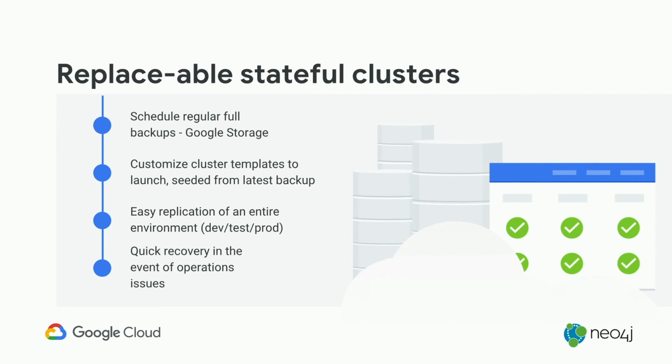So if you've got this backup approach and you've got a restore approach, then essentially you've got a way of implementing replaceable stateful clusters. You do regular full backups to Google Storage, and you have some custom templates that go to where you're doing your backups. You know how to create something new from a seeded backup, and then you can replicate an entire environment, for example, for a dev test prod split, or you can use this for quick recovery in the event of operations issues. If the cluster, for whatever reason, encounters problems, you can execute the entire thing and start a new one from the latest backup, and you're back up and running in minutes.